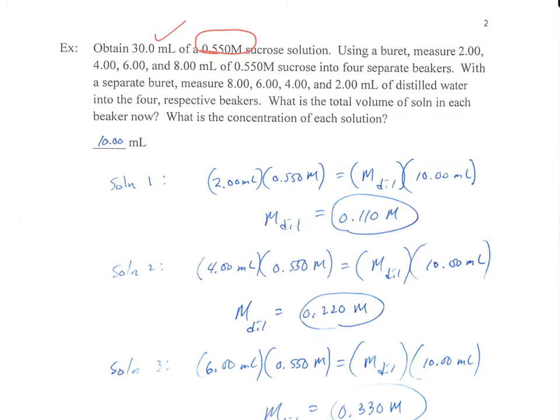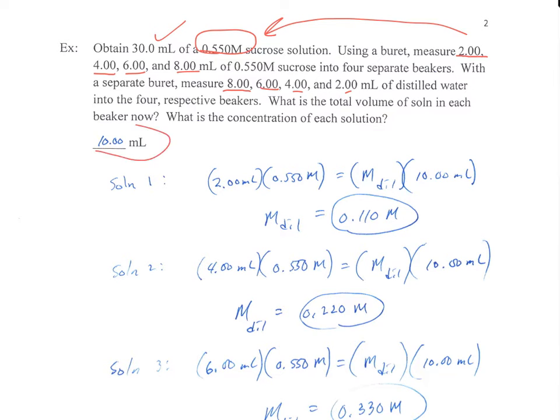So whatever your lab manual tells you, it's just to save you some time. What you'll be doing is using a burette to measure out, in 4 separate beakers, 2 milliliters of that solution, and then in a separate beaker 4, 6, 8 milliliters of that solution. And then you're going to dump in 8, 6, 4, 2 mils respectively in each of those different beakers.